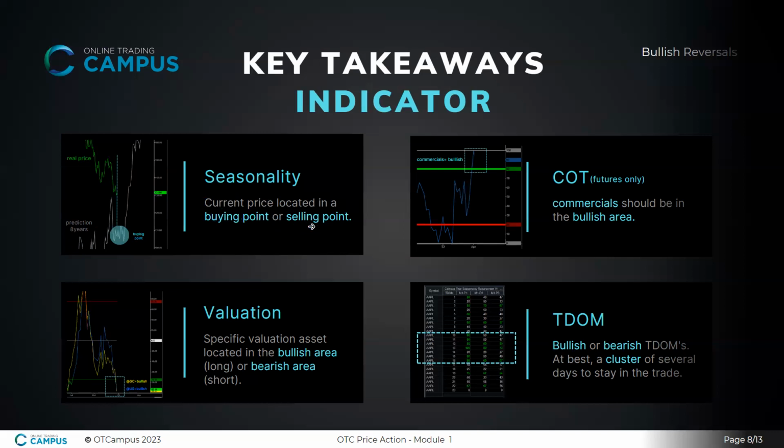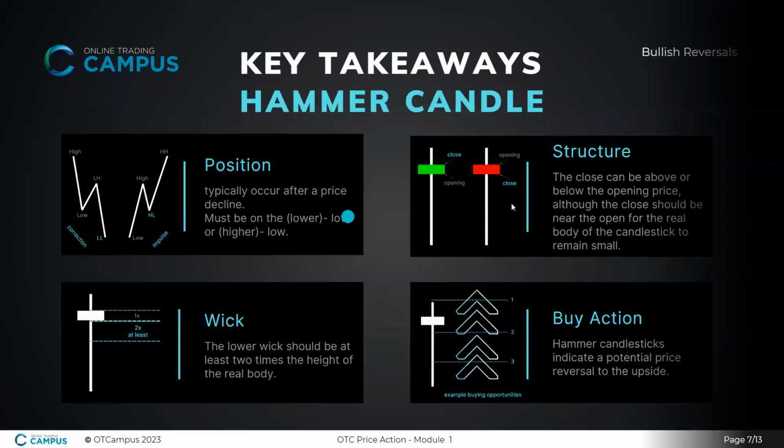This is also fine. The hammer candle is, of course, only a buying point. That's the key takeaways for the indicators, it's also described for some bearish engulfing patterns, but here, of course, only the buying point is important. And look at this here. The real price is declining, right? So we are dropping, and that's what we need, right? Remember, it typically occurs after a price decline.